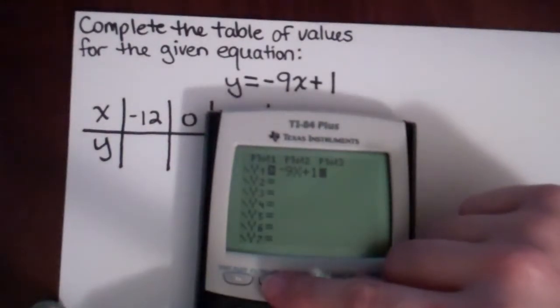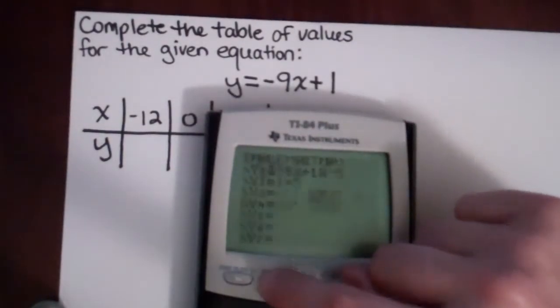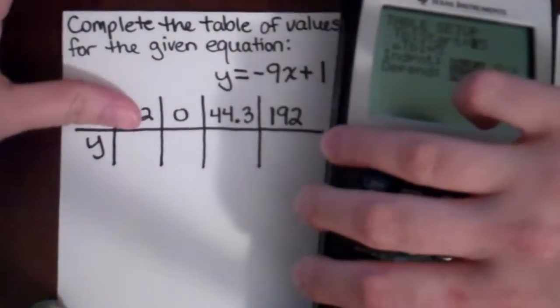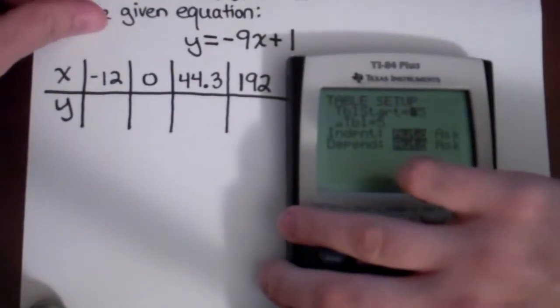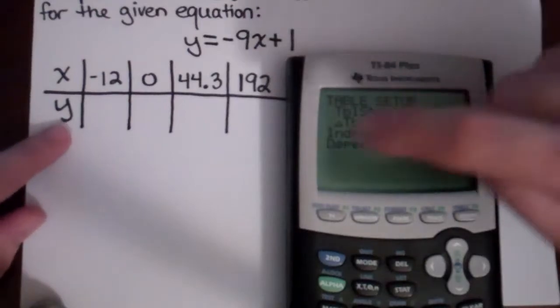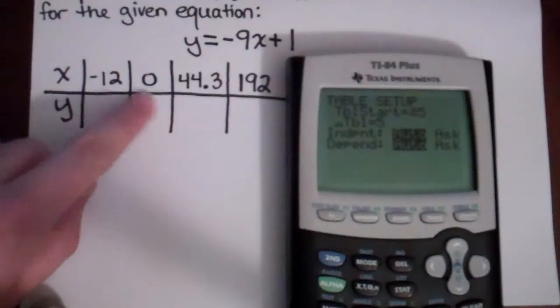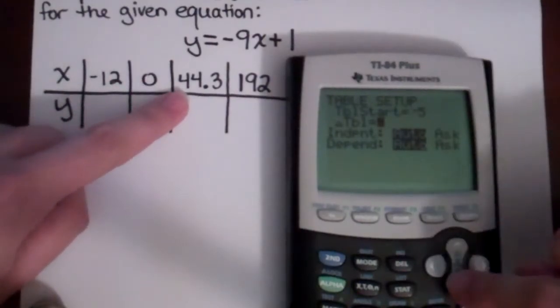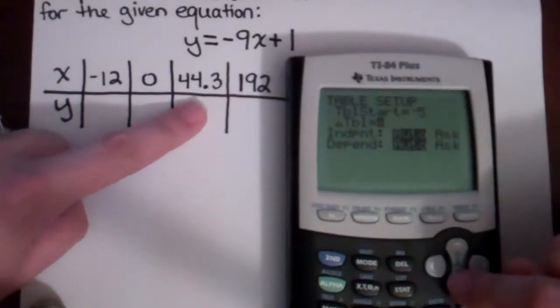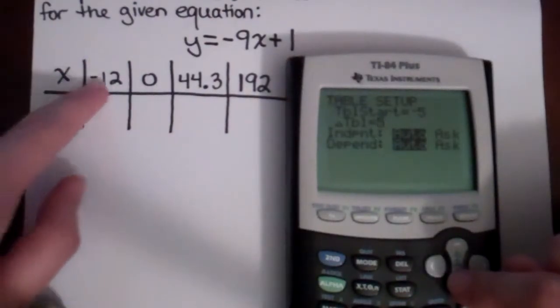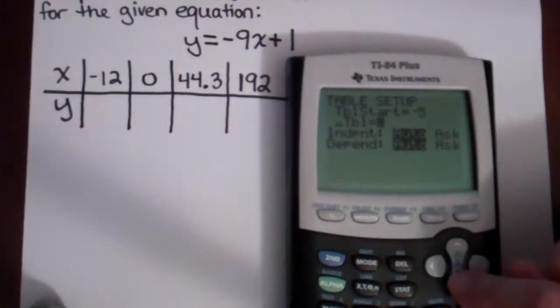And then let's go to table setup, second window. Notice how this time my values for my table are kind of weird. They're all over the place, and moving by 1s for the table start, even 5s, would not be helpful, especially with a decimal value like this. I'm going to show you another neat trick when your values are kind of all over the map.